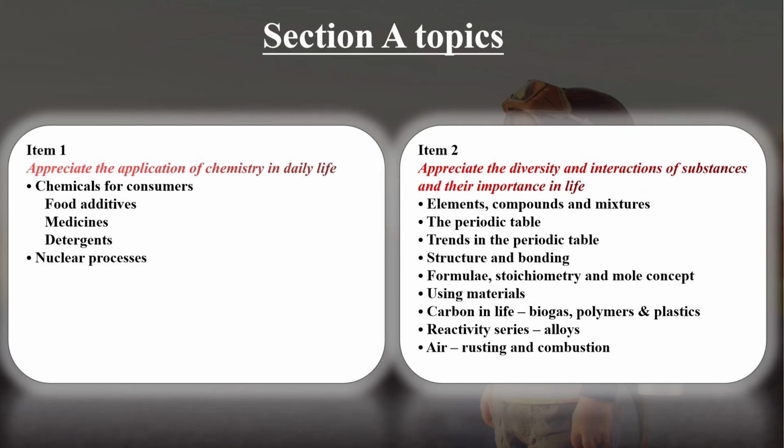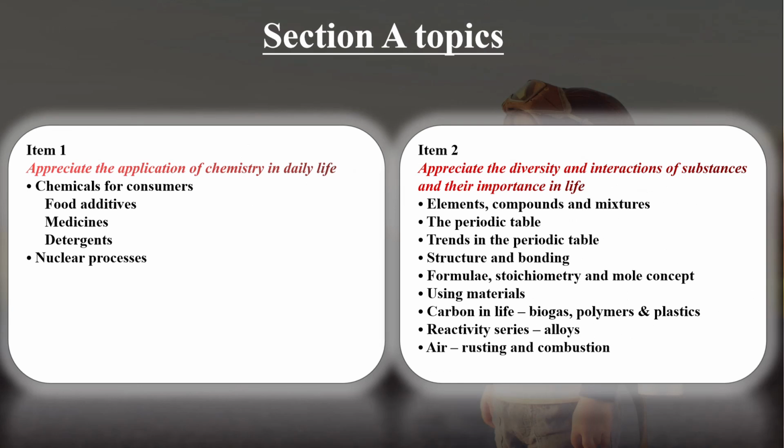In chemicals for consumers, we have food additives, medicines, and detergents, and nuclear processes will also be assessed under item 1. It means in section A, item 1, you will find any of these four areas. The two topics are chemicals for consumers and nuclear processes. Under chemicals for consumers, you may find food additives, medicine, detergents, or else nuclear processes. That is for section A, item 1.